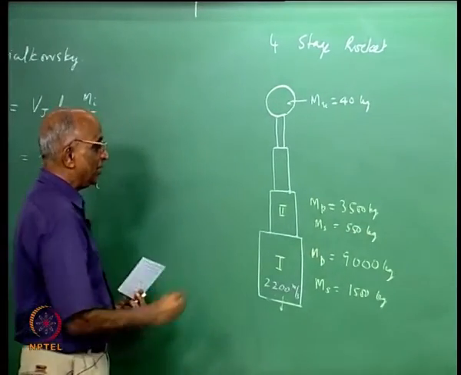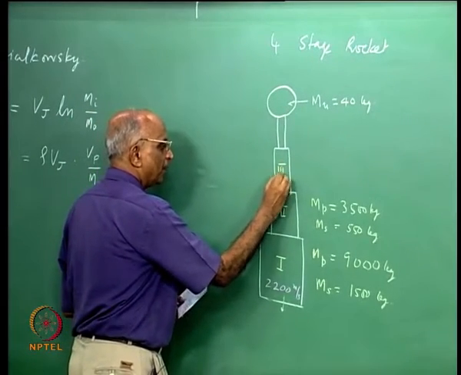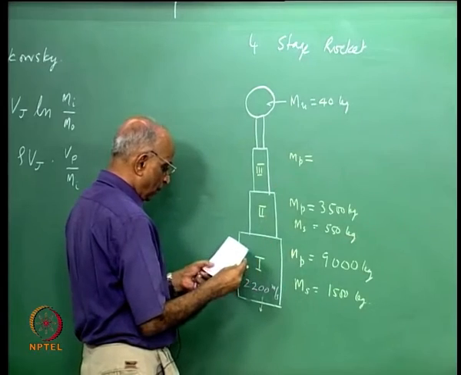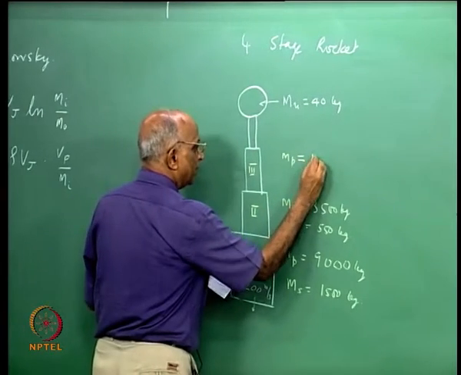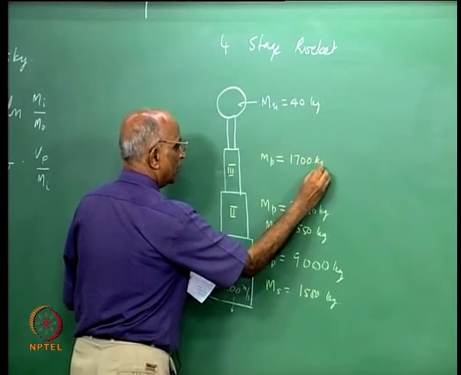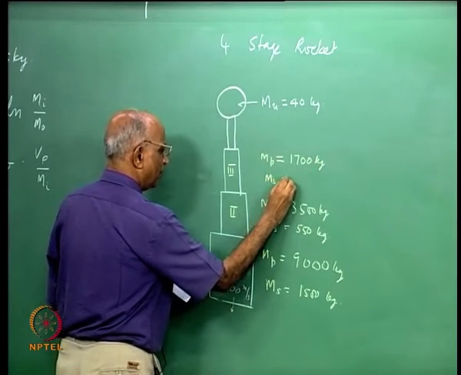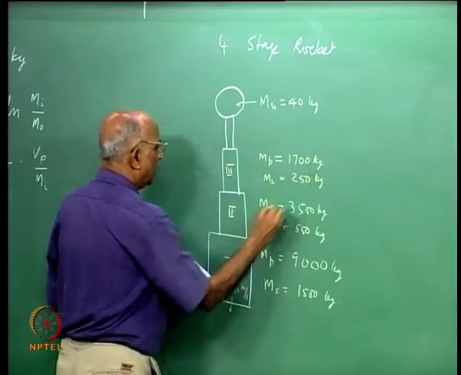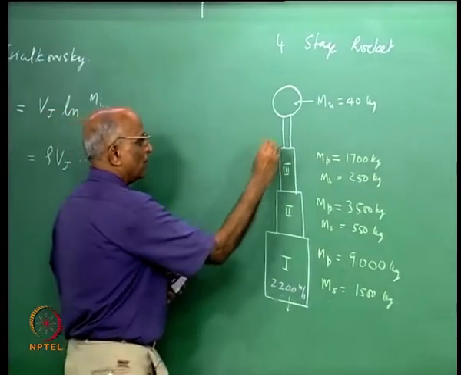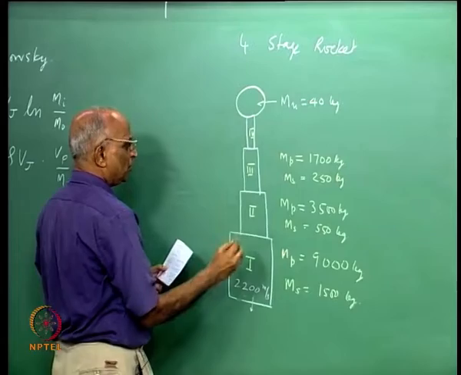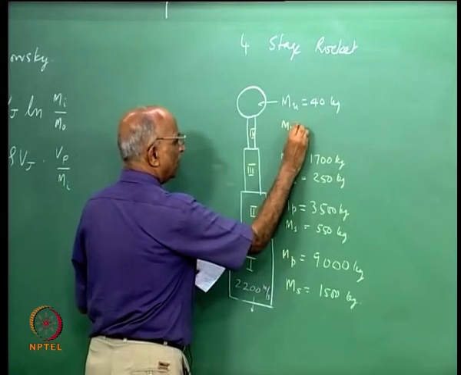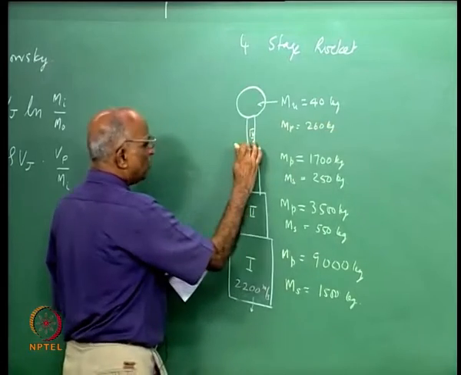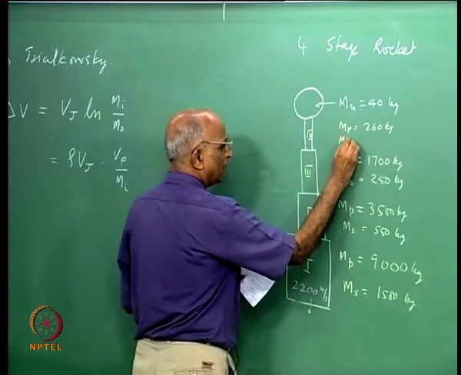On top of the second stage, you have the third stage, in which case the mass of the propellant is equal to 1700 kg, and the mass of the structure here is equal to 250 kg. We said a 4-stage launch vehicle, this is the 4th stage over here, and the 4th stage has a propellant mass of around 260 kg, and the mass of the hardware including the structure is equal to 40 kg.